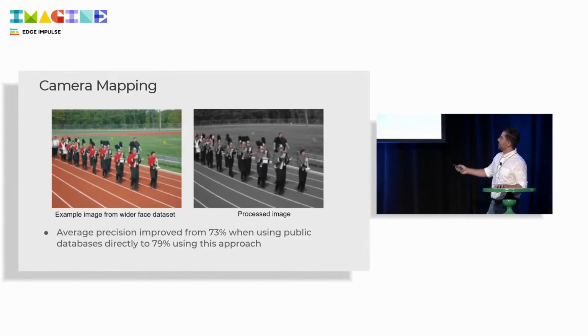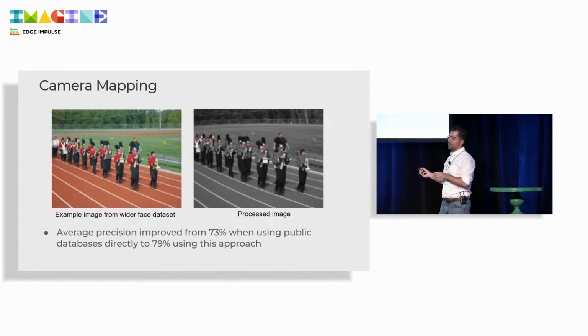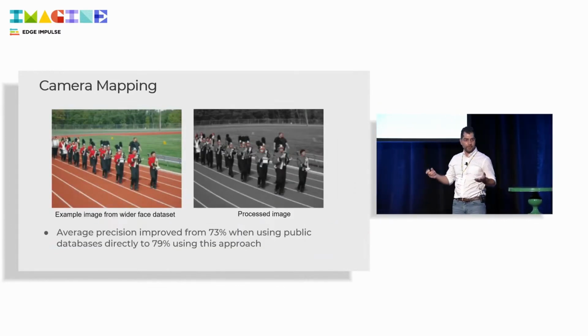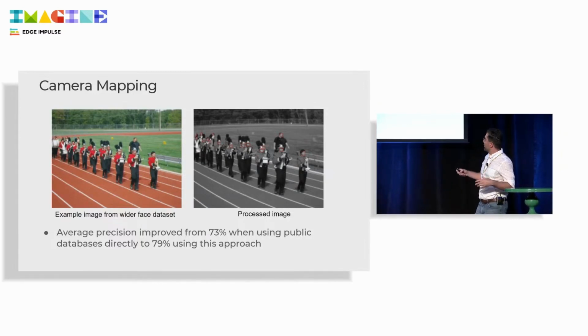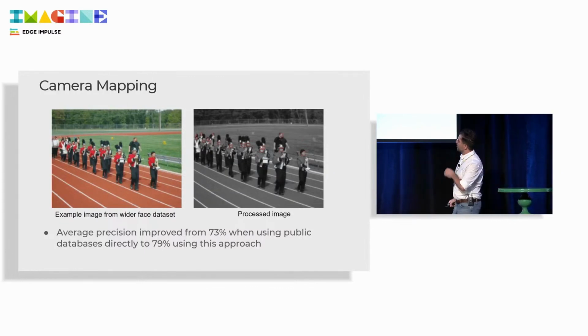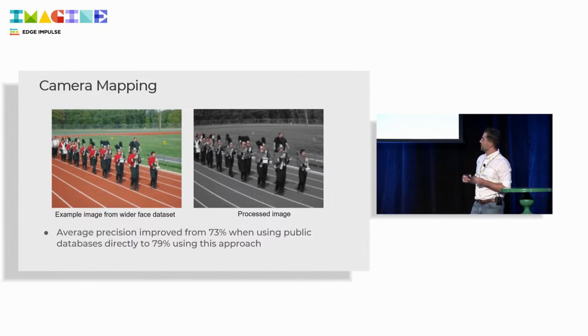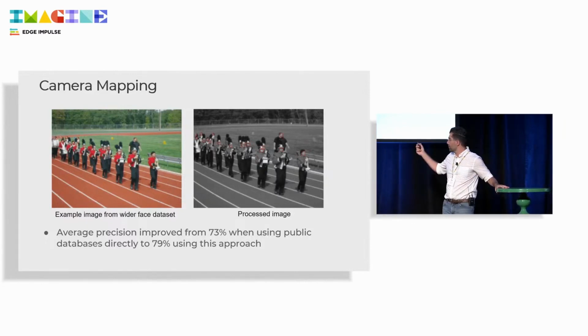On the left side here, you can see an example image from the WIDER FACE data set, which you can use for training face detection. And then after applying our processing, we get the image on the right. You can see, for example, that the straight lines on the track are now curved because of the lens distortion model that we apply. If you use the public data sets directly for face detection, you will get 73% average precision, but when we apply our technique, we improve that to 79%.